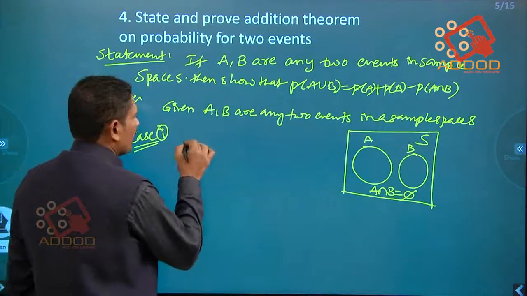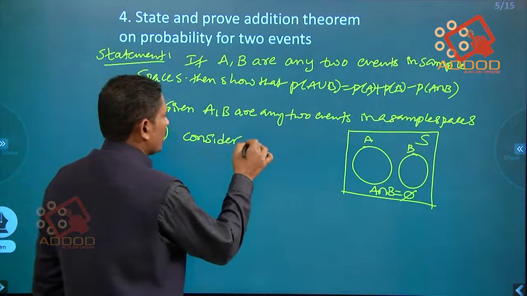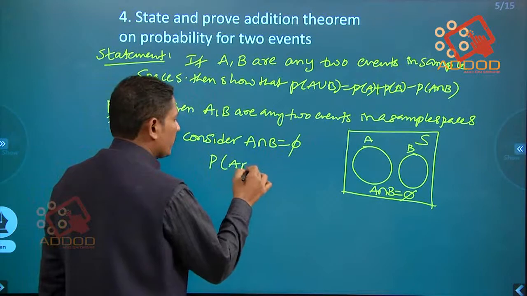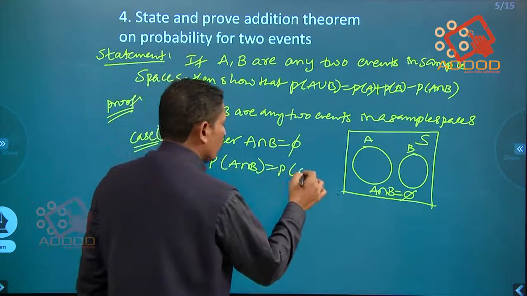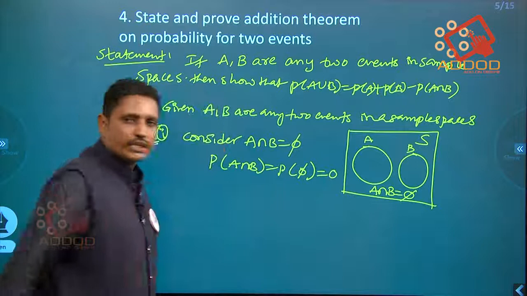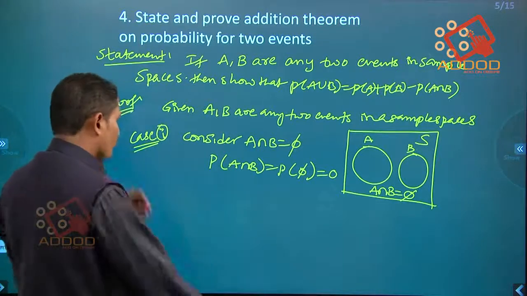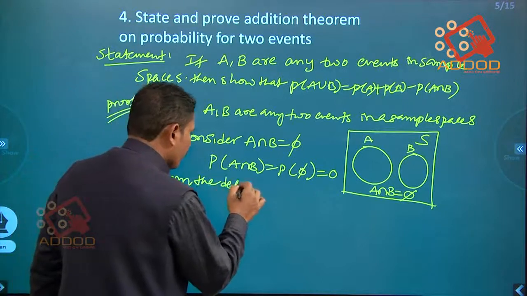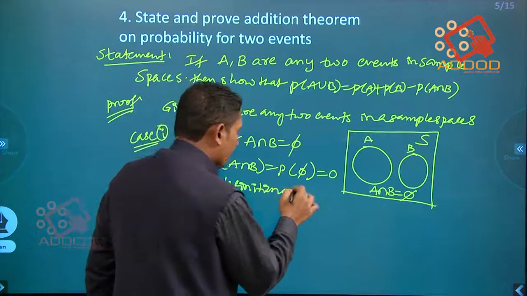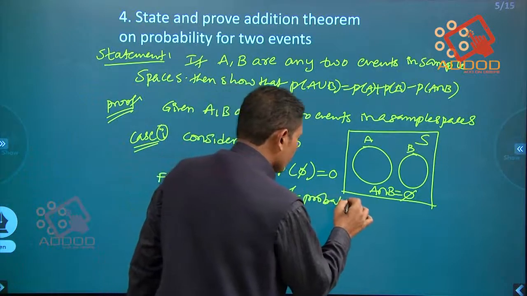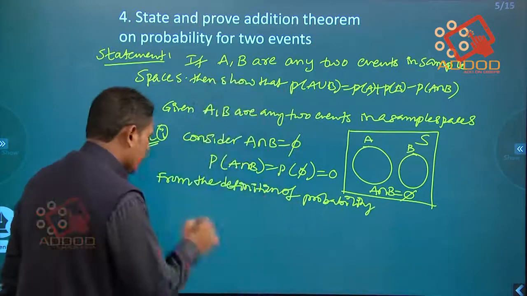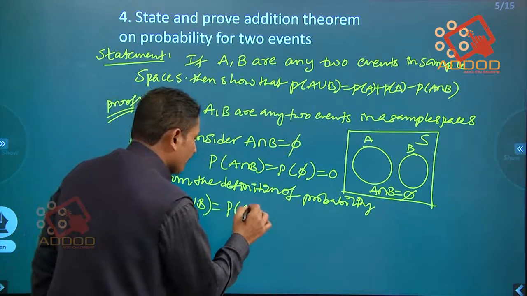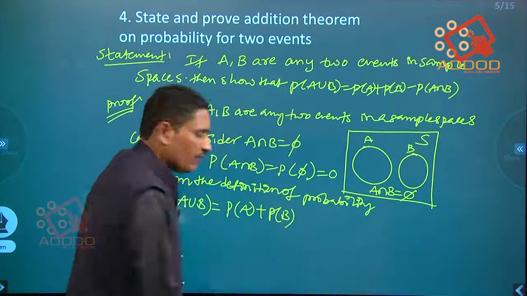So in case 1, consider A intersection B is the null set. Apply probability on both sides. Probability of A intersection B is equal to probability of the null set, whose value is 0. So from the definition of probability, P of A union B is nothing but P of A plus P of B. That is the definition of probability.